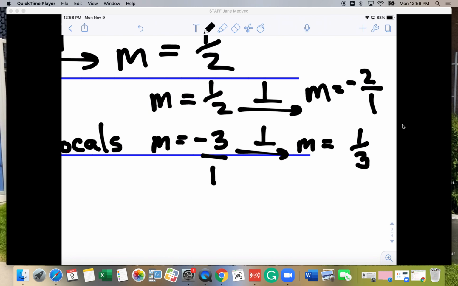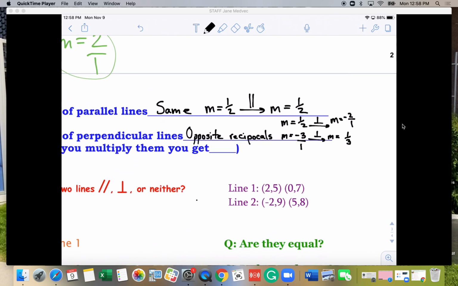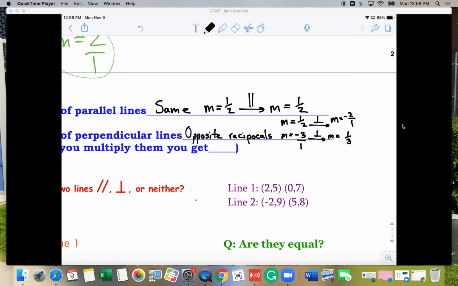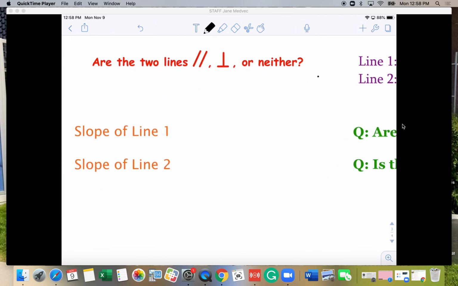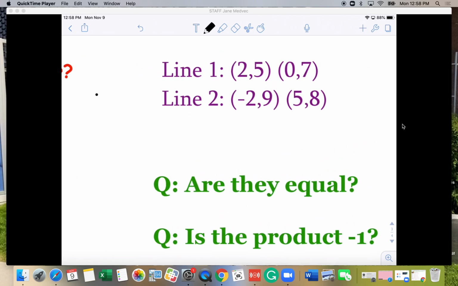So those are some examples. And if I multiply them together, if I take 1/2 and I multiply it by negative 2 over 1, I end up with negative 1. So anytime you multiply the slopes of two perpendicular lines, you're going to get the product of negative 1. Let's take a look at this. They're asking me if I have two lines, would they be parallel, perpendicular, or neither? And so let's take a look at these lines.